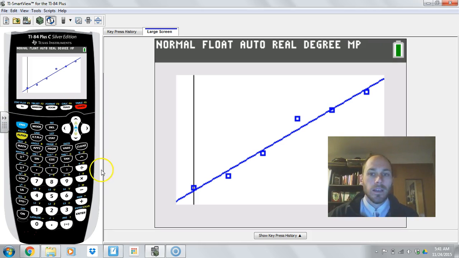Okay, so that's how it's done on a graphing calculator. It's a lot simpler than having to do it by hand.